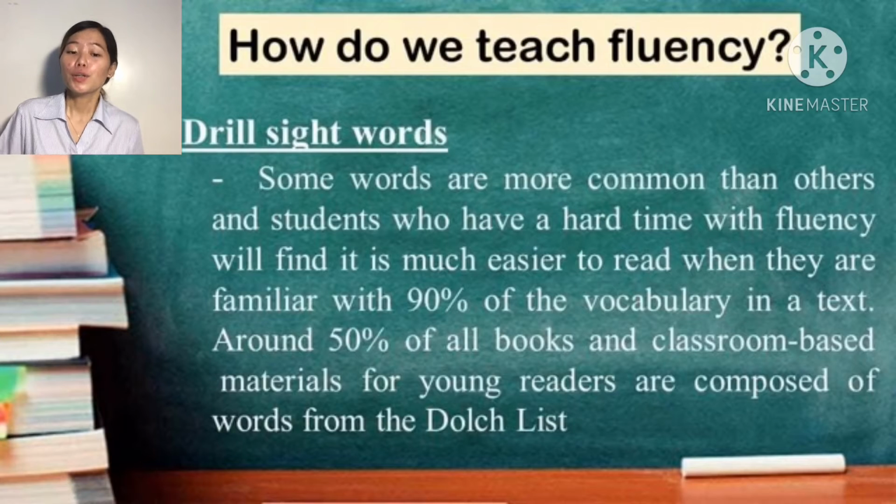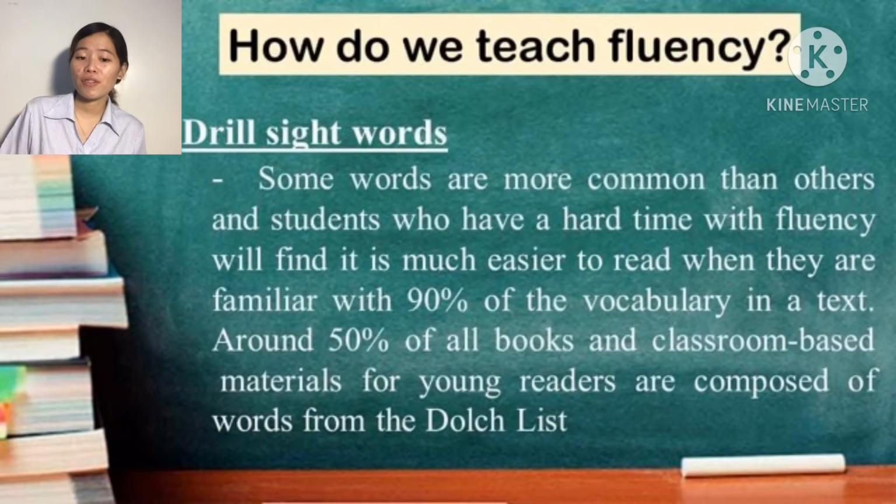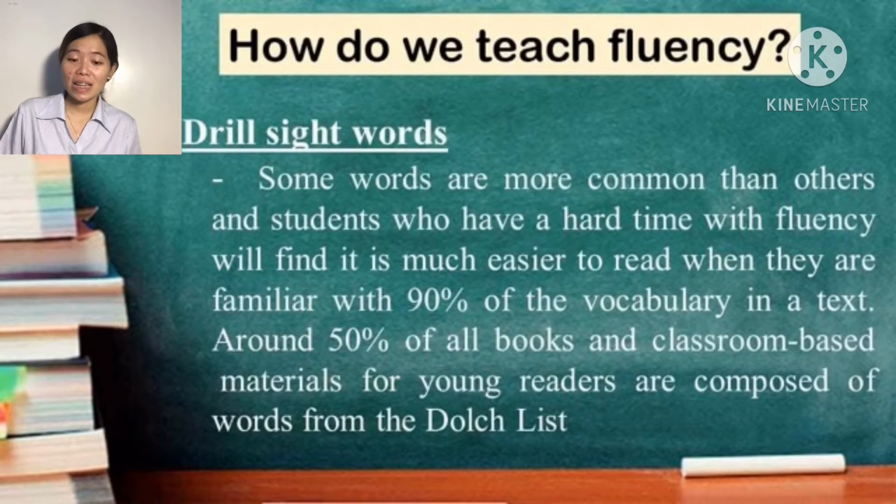Fifth is drill sight words. Some words are more common than others, and students who have a hard time with fluency will find it's much easier to read when they are familiar with 90% of the vocabulary in a text. Around 50% of all books and classroom-based materials for young readers are composed of words from the Dolch list.